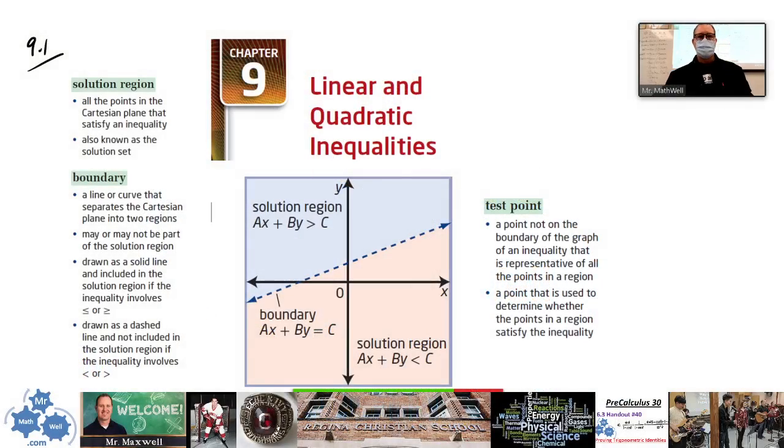All right, so Pre-Calculus 20, we're taking a look at a chapter 9 review here. Chapter 9 is about linear and quadratic inequalities. Obviously linear is a straight line. Quadratic is some kind of parabola, either facing up or facing down. And an inequality is different than an equality.